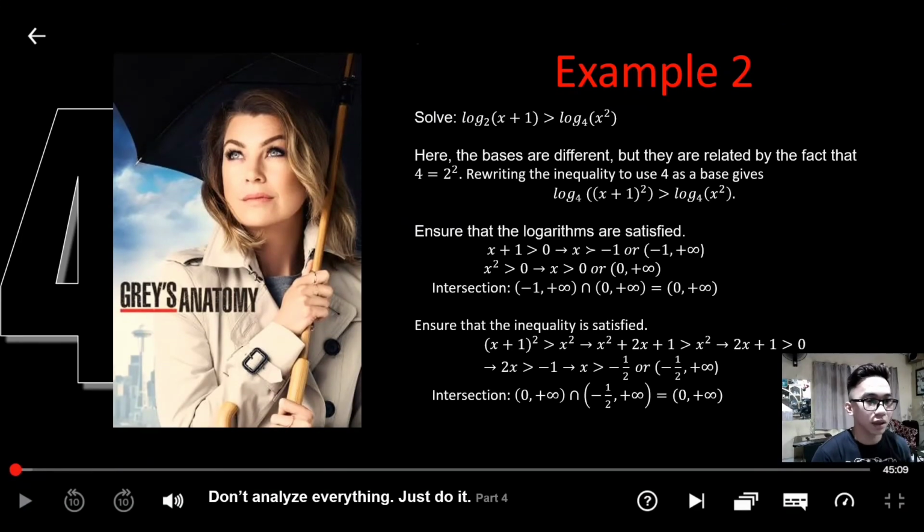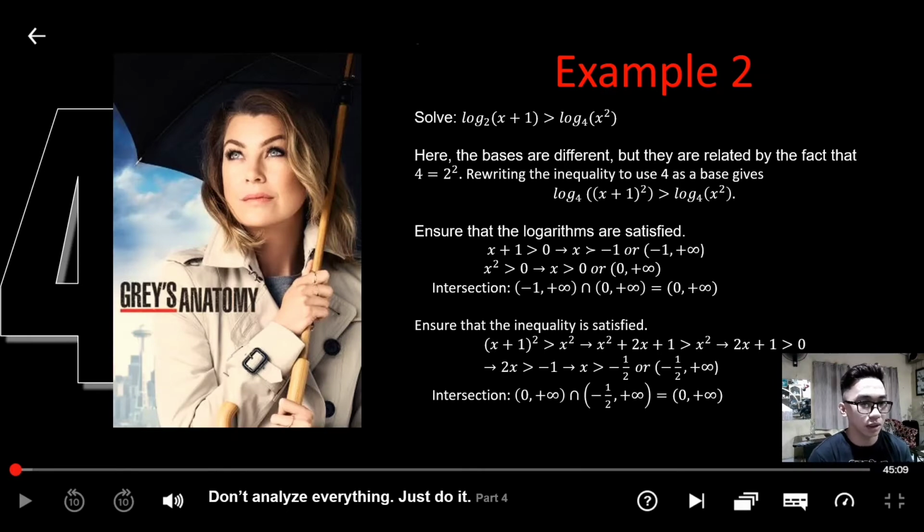Example number 2. The logarithm of (x squared) to the base 2, x plus 1, is greater than the logarithm of x squared to the base 4. Here the bases are different, but they are related by the fact that 4 is equal to 2 squared.